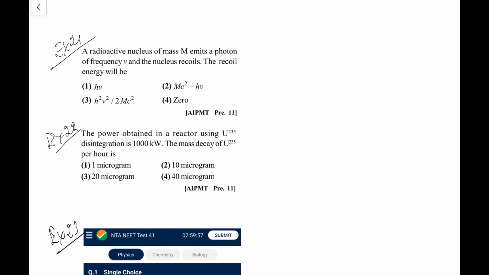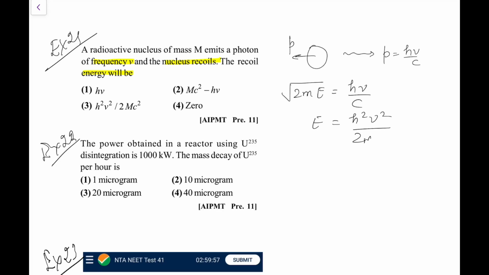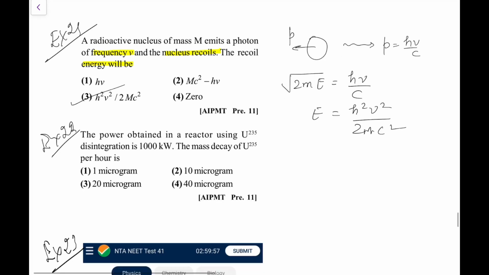Next, a radionucleus of mass m emits a photon of frequency nu and the nucleus recoils. The recoil energy will be, it was just a somewhat different question. So when the nucleus emits a photon, let's say the photon carries a momentum p, you know that is equal to h by lambda, or lambda you can write as c by nu, so it becomes h nu by c. So the nucleus will also have this momentum. So if this momentum we say P is equal to root 2mE, that should be equal to h nu by c. So E comes out directly as h square nu square upon 2m c square. So go for option 3 here.